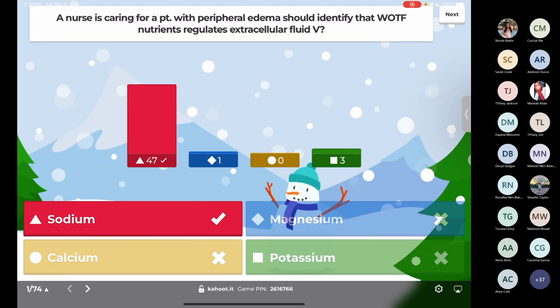Good job, guys. It is our sodium. Where salt goes, water flows. So sodium is going to be our main electrolyte and nutrient that is going to regulate our extracellular fluid volume. Think about when we give our patients hypotonic versus isotonic versus hypertonic solutions, all of which are going to help regulate our fluid volume.